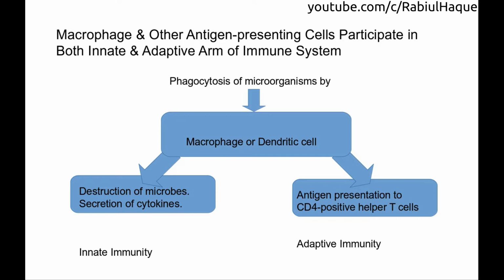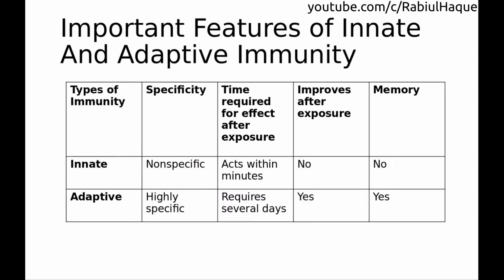So here we can see that macrophage and other antigen presenting cells do participate in both innate and adaptive arm of the immune system. So now we will talk about some important features of innate and adaptive immunity. As a matter of fact, we have already mentioned these features when we were talking about them previously. So regarding specificity, we already know that innate immunity is non-specific and adaptive immunity is highly specific.